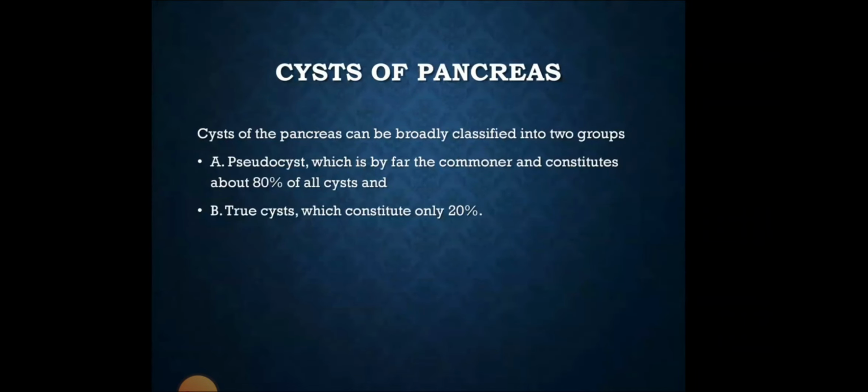That is about pancreatitis, acute and chronic. Next is about the cyst of the pancreas. Cysts of the pancreas can mainly be classified into two groups: one is pseudocyst and the other is true cyst. The pseudocyst constitutes about 80% of all the cysts, and true cyst is only 20%.